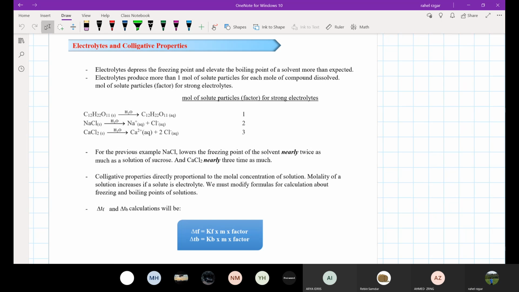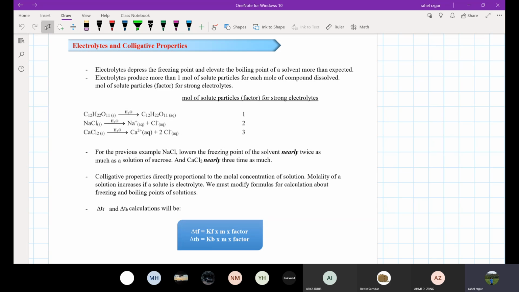So if we had different concentrations, the colligative properties would change. For example, freezing point would decrease, boiling point will increase. And the higher the concentration, the bigger the changes for those properties.